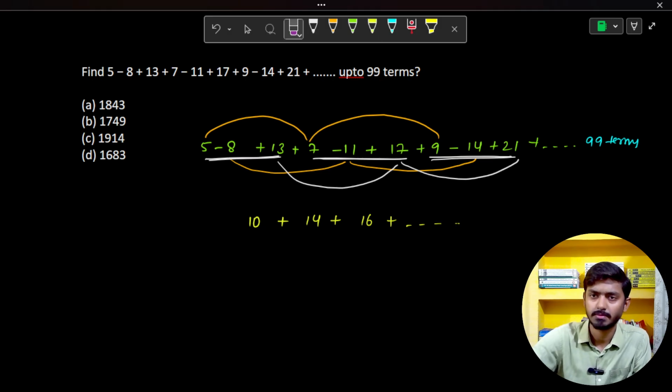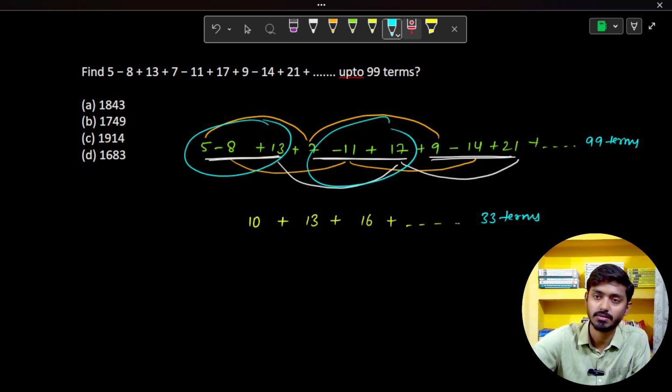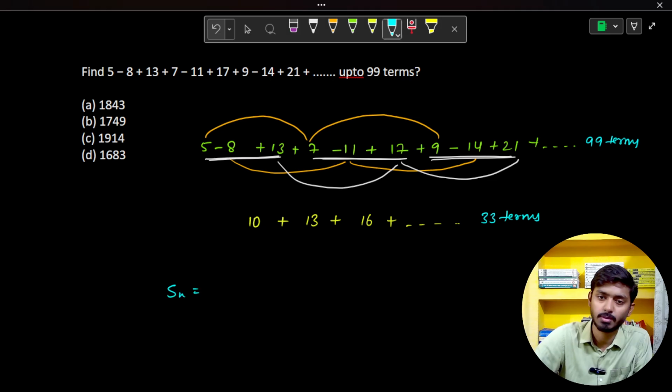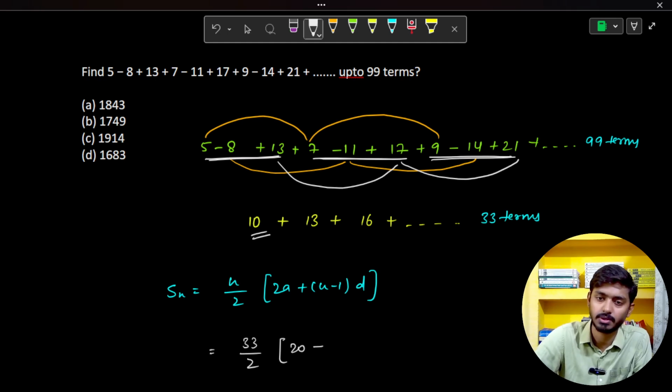Maybe because I made a mistake and I'd say 7 minus 11 is minus 4 and minus 4 plus 17 is 13. All the way up to how many terms? 33 terms, because we took pairs of 3. So we'll divide 99 by 3. Now we'll use the formula Sn equals n by 2, 2a plus n minus 1 times d. That will be 33 by 2. A over here is 10, that would be 20, plus again n is 33, 33 minus 1 would be 32 times d is 3, right?